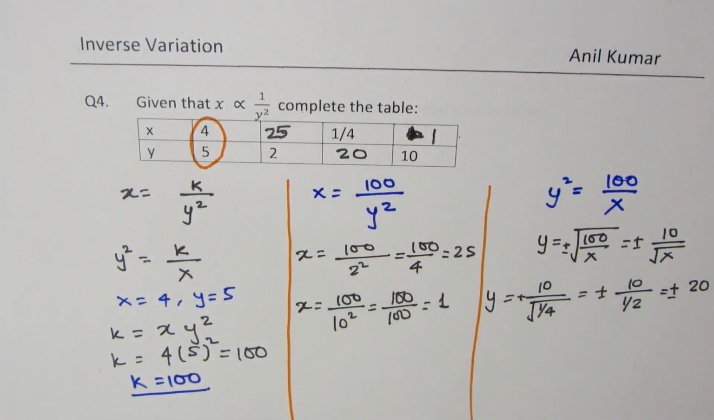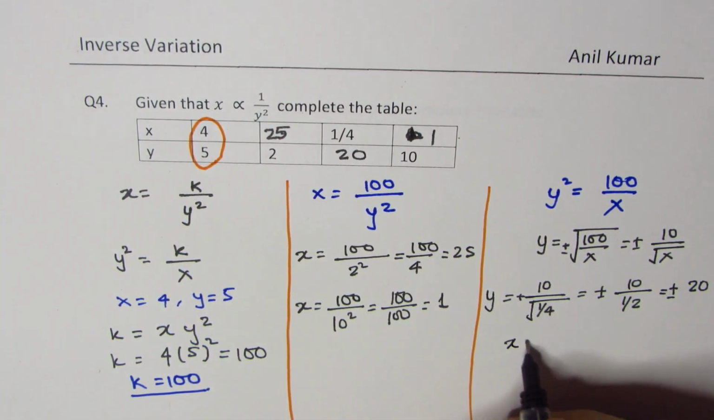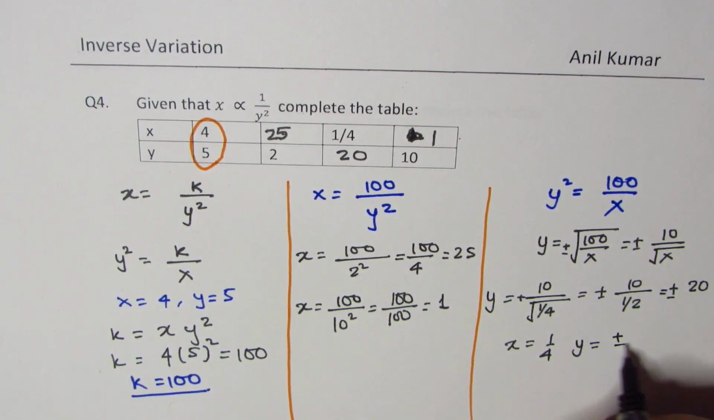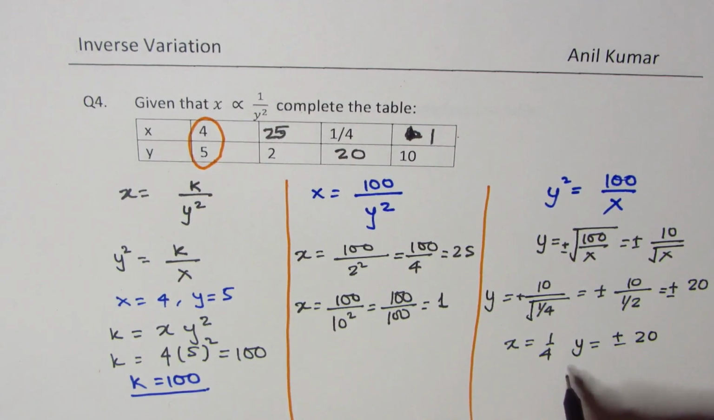So that is how you get the value of y. We find that when x is equal to 1 over 4, y is equal to plus or minus 20. So there are two solutions. Clear? I hope this helps. In every inversely proportional relationship, we know the constant is the product of the two.